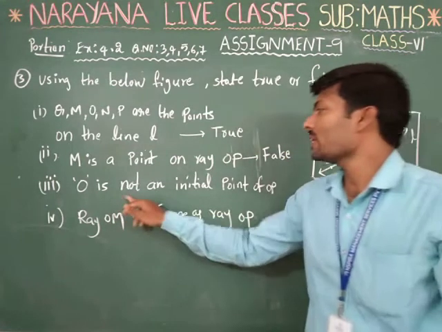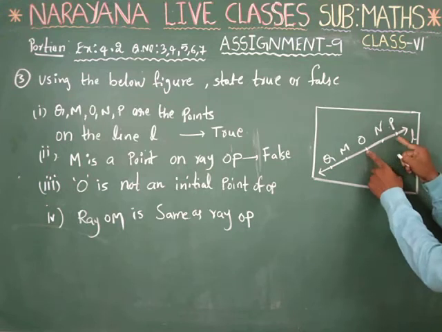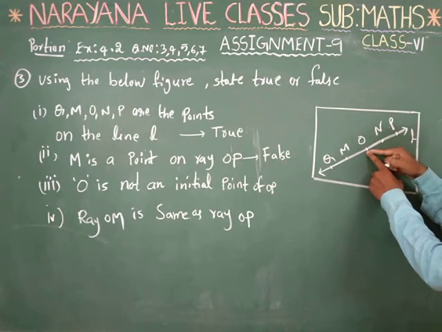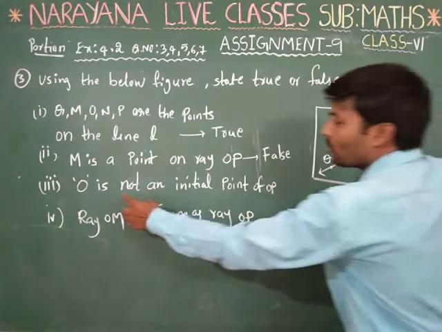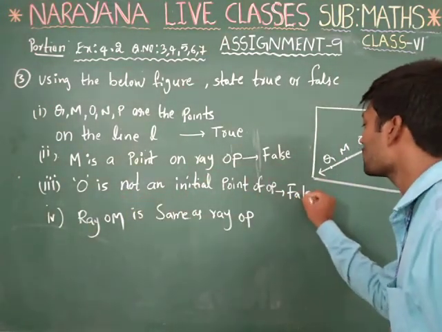Next, O is not an initial point of OP. This is OP. OP is one of the rays, right? So O is the initial point. But the statement says O is not an initial point. So this statement is also a false statement.